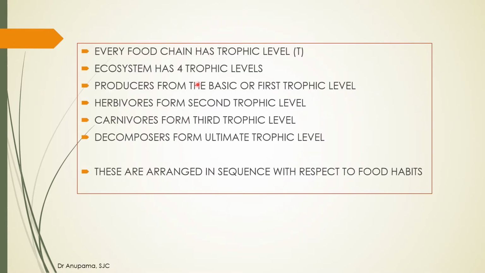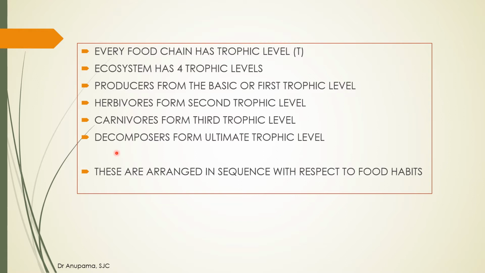And every food chain has what are known as trophic levels, which are represented as capital T. So ecosystems have 4 trophic levels. It starts with the producers which occupy the first trophic level, the base. Next come the herbivores which occupy the second trophic level. Then the carnivores which occupy the third trophic level. And finally we have decomposers which occupy the ultimate trophic level.